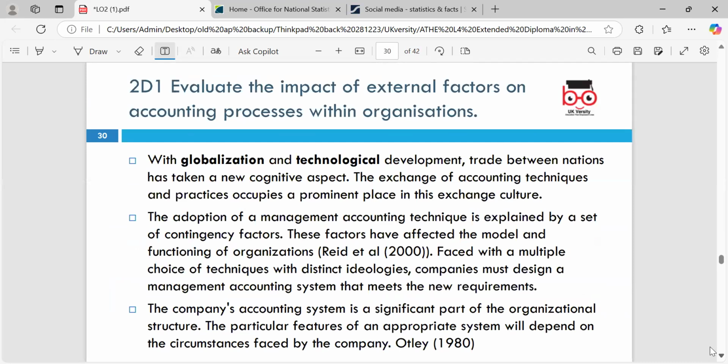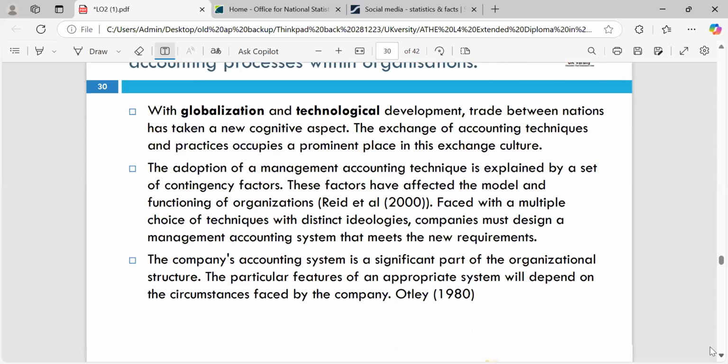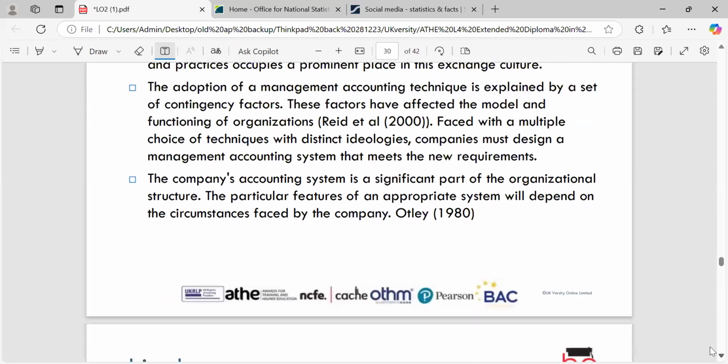Globalization and technology are huge factors. Other factors are law and legislation, like accounting standards, the business model, and functional organization. The company must design its accounting system as a significant part of the organization, and the particular features of the appropriate system will depend on the circumstances faced by the company.